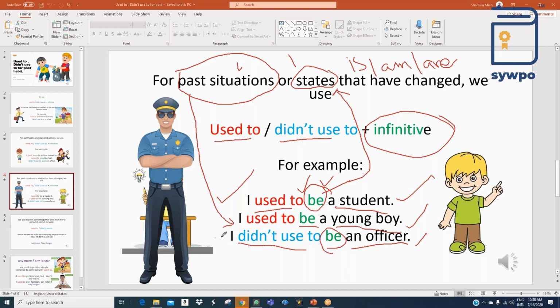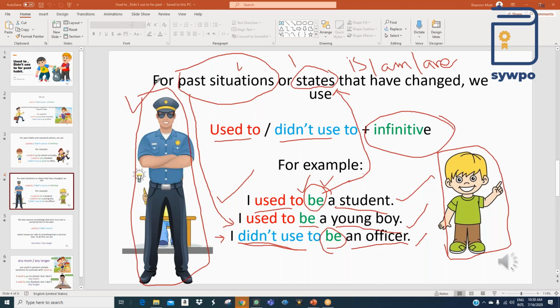You can also see here, I didn't used to be an officer. So you can also write in negative about the past situation. So when you write a negative in past situation, look what happens. I didn't used to be an officer. So this officer is now, and in the past I was this. You see? So I didn't used to be him. I used to be this student. So you can talk about situations in the past and the states in the past using used to and didn't use.